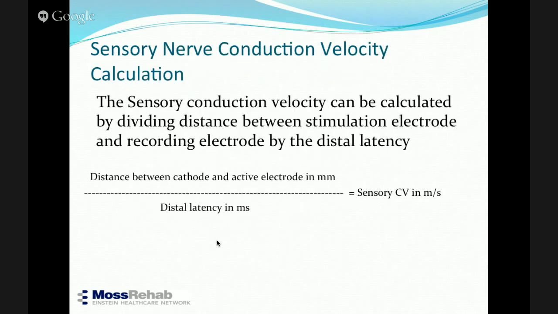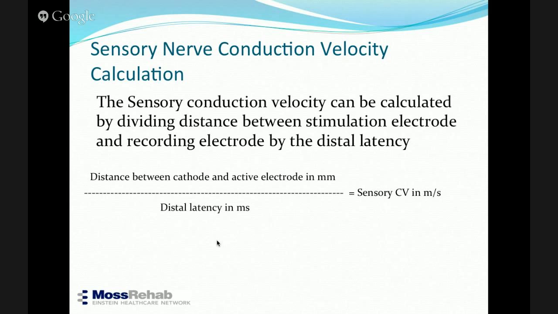So the sensory conduction velocity, that's how we are going to calculate. We look at the distance between the cathode, which is the distal point of stimulation, and the active electrode, which is the recording electrode, the first electrode. And that distance in millimeters is divided by the distal latency in milliseconds, which will give you the conduction velocity.